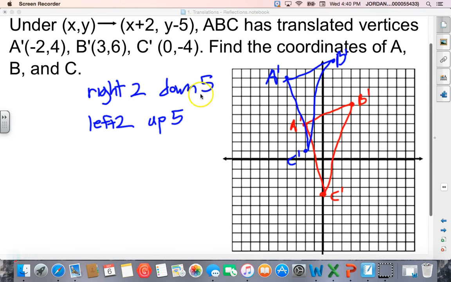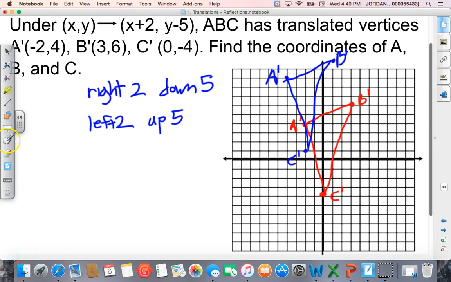Okay, so if you've done this problem already, you'll hopefully get this result right here. So A'B'C' is what we were given, which is our red triangle. And they want us to find the coordinates of A, B, and C. So using the rule right here, we know that ABC was the original triangle. So this is the rule we would have used to go from the original triangle, the blue triangle, to the red triangle.